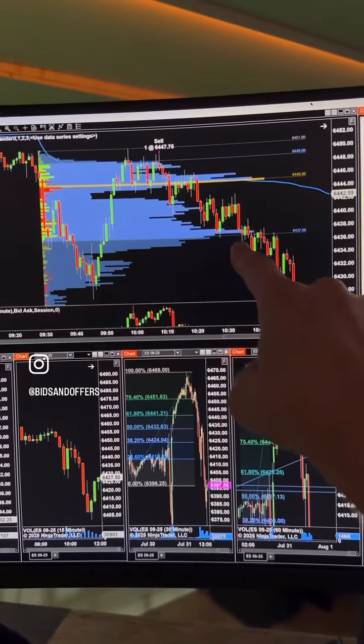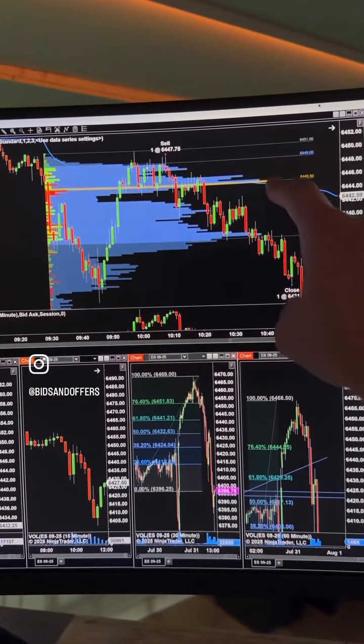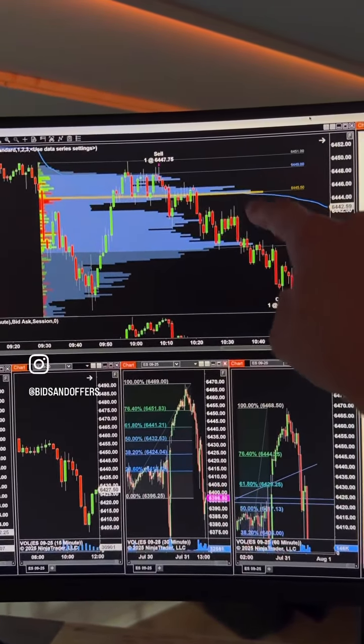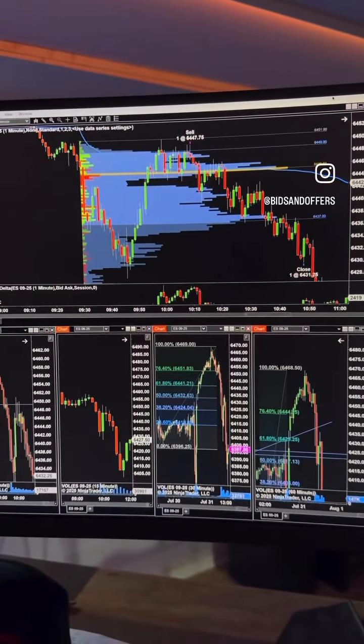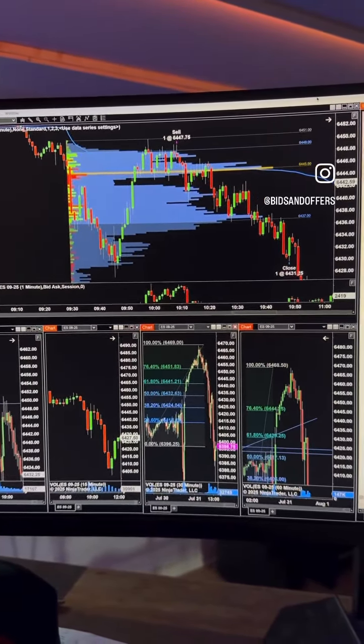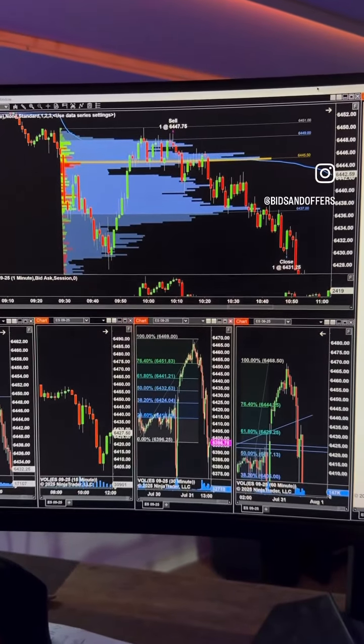Once price was down here, I moved my stop to break even. And then once it moved down a little bit more, I went 4-point trailing stop. So my worst case scenario on this trade was a 4-point profit. I took 17.5 points of profit on 3.5 points of risk.